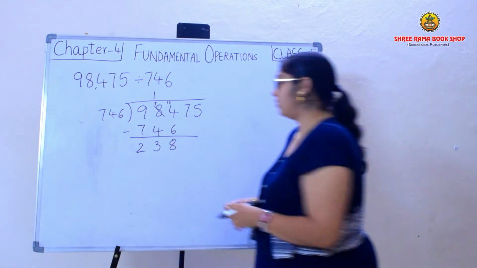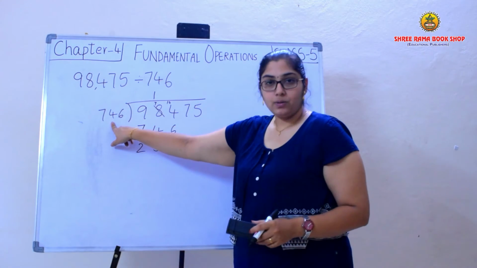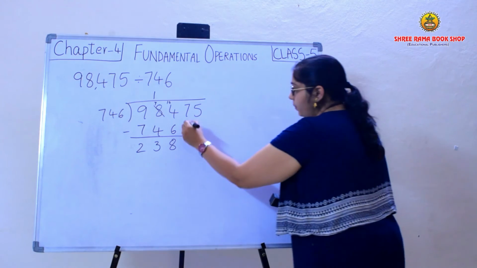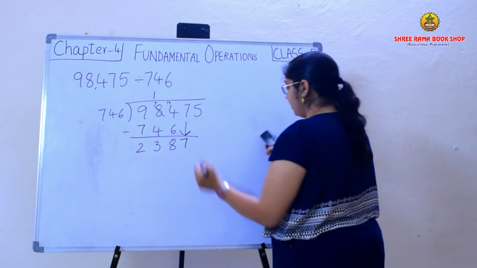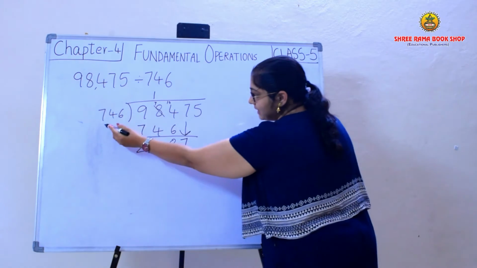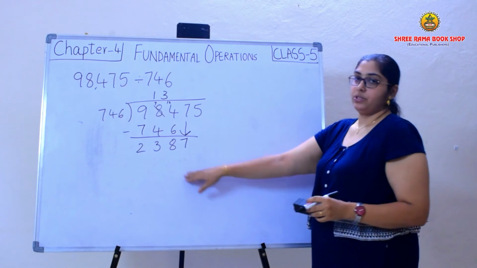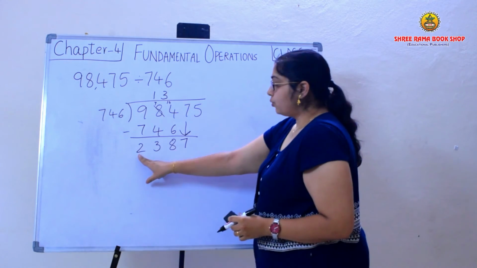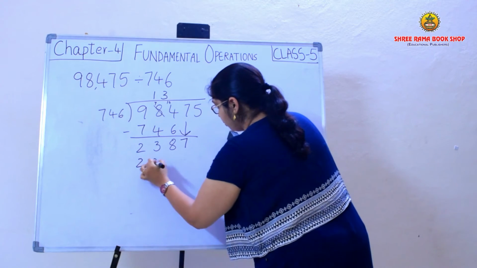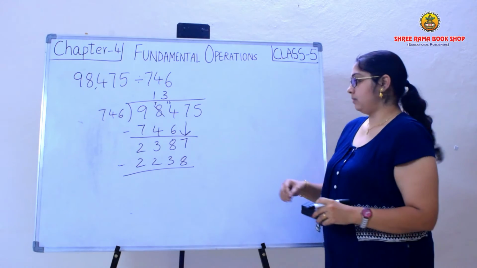So 2. Now 238 is a smaller number when compared to 746. So I cannot do it. Now what will I do? I will bring down one more number over here. So I have now 2387. So in the 746 table, 3 times I will be getting a number which is nearer to 2387. So what is the number? It is 2238. Now I will subtract the number.